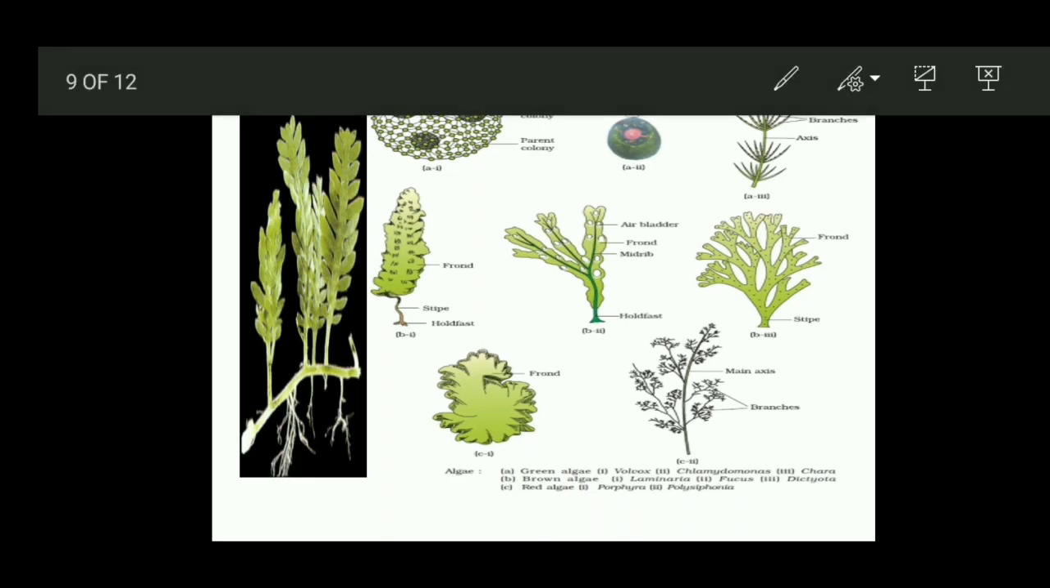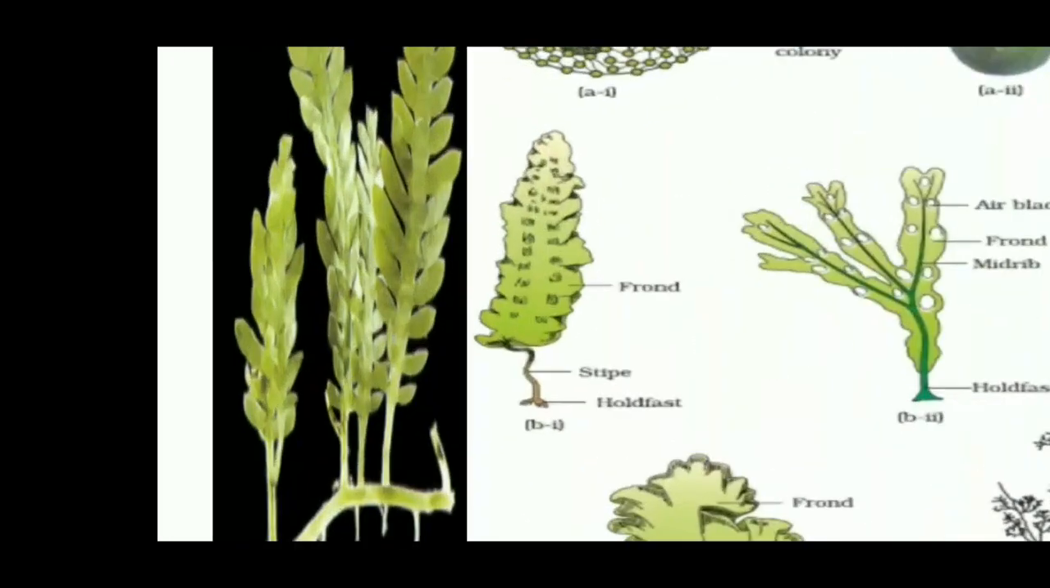Siphonaceous. In this image, you can see a siphonaceous thallus. Here you can see a leaf-like structure. This is made up of a single cell. This is not a true leaf, this is only a leaf-like structure. This structure is aseptate, as you can say, there are no septa. There are different branches and multinuclei.